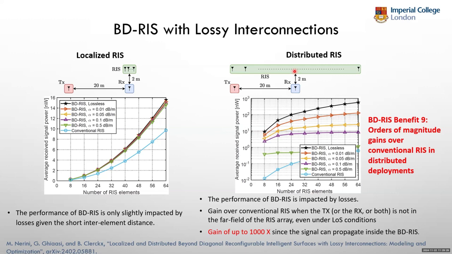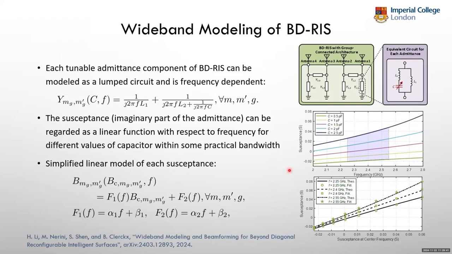I will not go into too much detail, but here you show that you can have orders of magnitude gain from having BD-RIS in distributed deployment, but you have to be careful about the losses that you may have in this setting. Right, then you can have other problems, wideband modeling. Each of those tunable elements would now have a frequency selective behavior that needs to be captured when you do the optimization of your BD-RIS, especially when you have wideband systems that operate maybe at millimeter wave frequencies. And if you capture the frequency selective behavior, then you can have additional performance benefit of BD-RIS by having those interconnections.